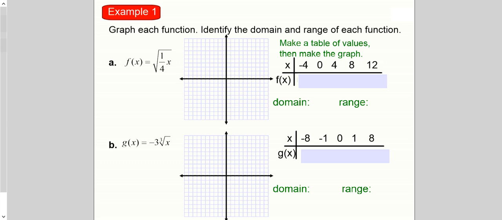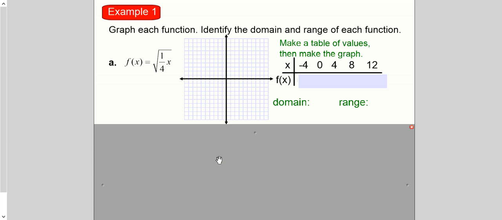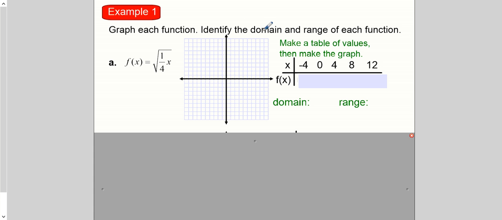Graph each function. Identify the domain and range of each function. F of x equals square root of 1/4 times x. Let's make a table of values and then make our graph.